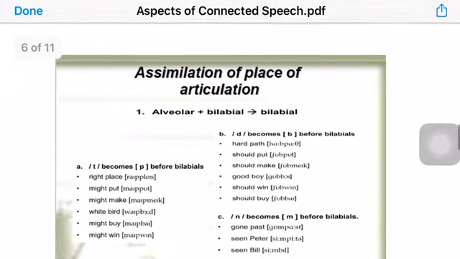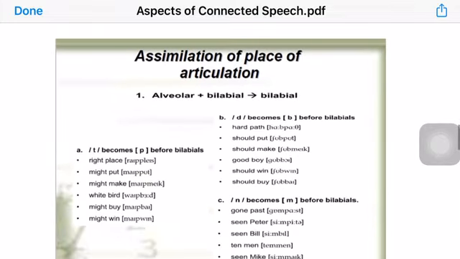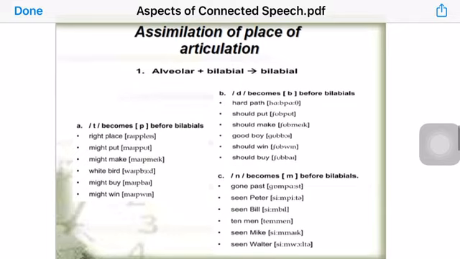Assimilation of place of articulation can be found in many examples. The first one, we can have an alveolar sound plus a bilabial sound. So when we have alveolar plus bilabial, the assimilated sound will be bilabial. In this case, we have regressive.